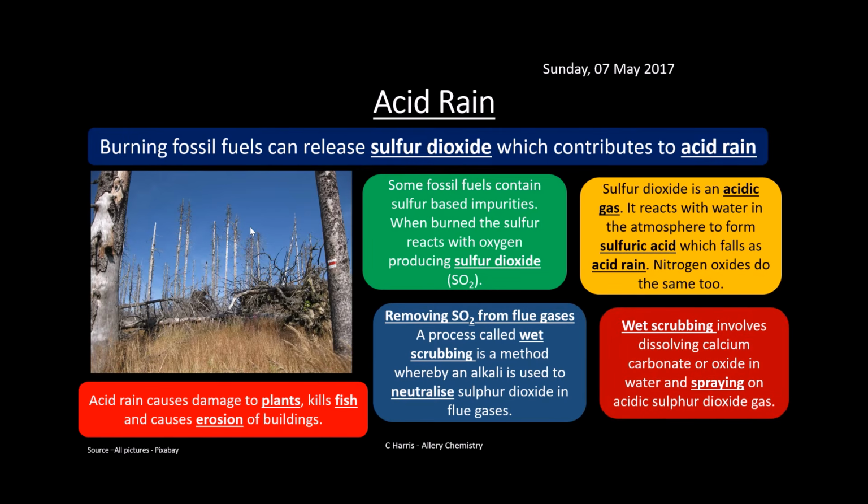Okay, so basically how it works is we just dissolve the calcium carbonate, which is just an alkaline solid, in water, or an oxide. To be honest, it can work with either, and we just spray it onto the acidic gases leaving the chimney, and it effectively reacts with the sulfur dioxide, neutralizes it, and removes the sulfur dioxide or reduces the amount that goes into the atmosphere, which also should reduce acid rain.